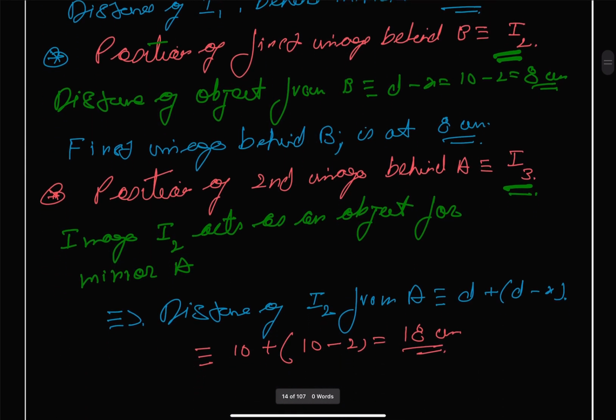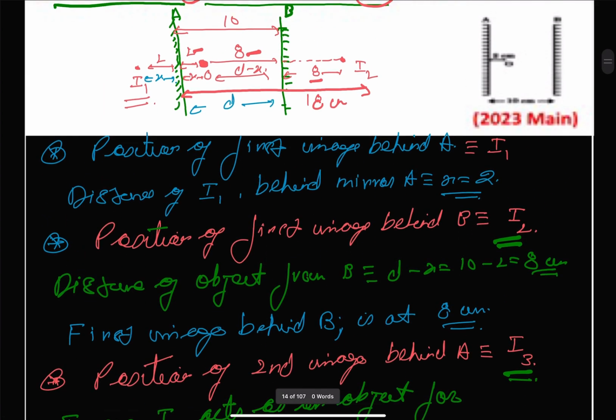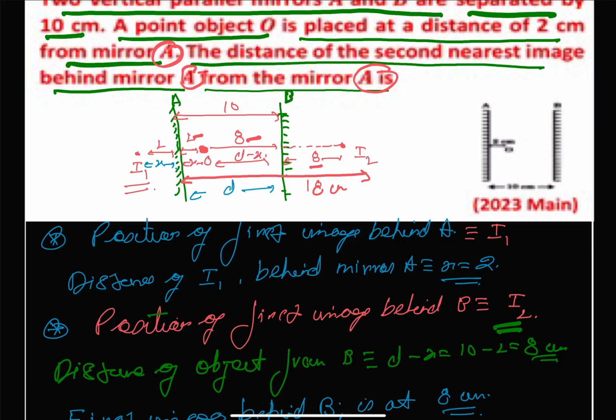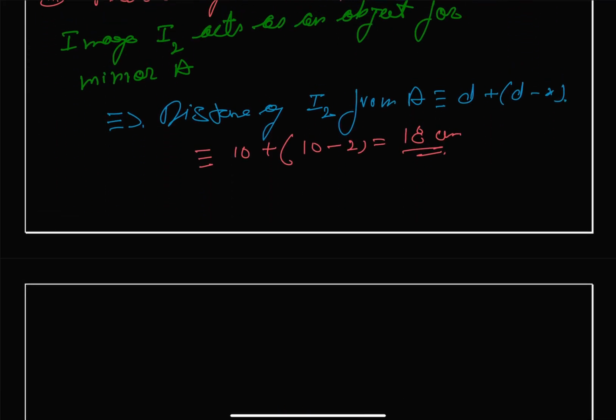And now the second image will be at a distance of 18 with respect to this A. Okay, so we can draw our I3 somewhere here at a distance of 18 centimeter from mirror A. So we can say that the second image, which is our I3, is at 18 centimeter behind mirror A, which is our final requirement.